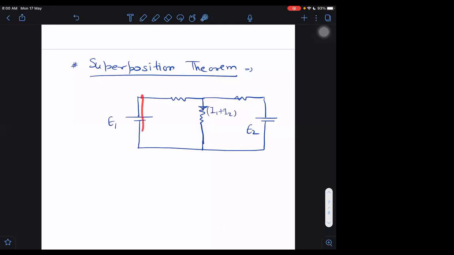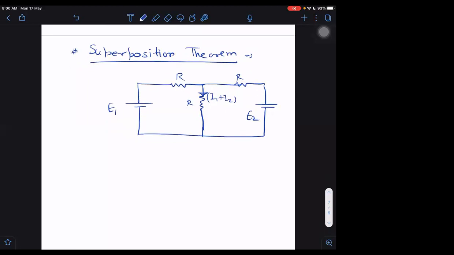Meaning I will take one battery at a time, and I will get the current due to that, and then I will get the current due to the other, and the net current here will be the sum of these two. But you should understand what I1 and I2 mean here. These may be R1, R2, R3. That doesn't matter. I1 is given by R1 plus R3. Here E2 is not connected.